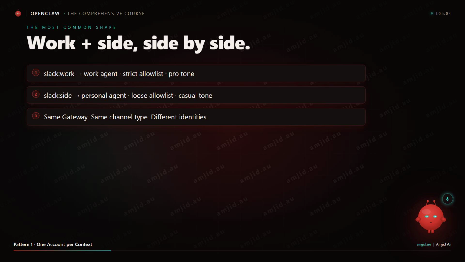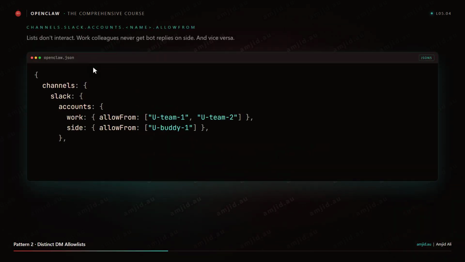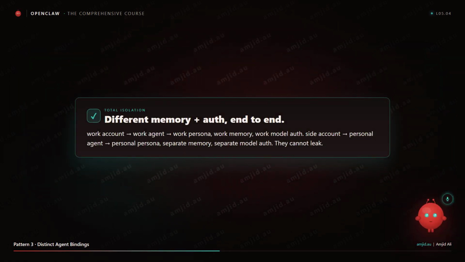Pattern 2. Distinct DM allow lists per account. Within an account, you set channels.slack.accounts.work.allowFrom to your colleagues at work, their Slack user IDs. The allowFrom on the side account can be a totally different set of people. The two lists do not interact at all. So your work colleagues never get bot responses on your side workspace, and your side project collaborators never get bot responses on your work workspace. Clean separation.